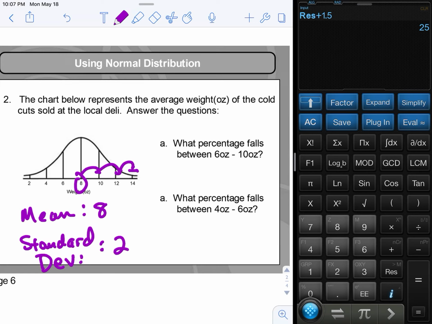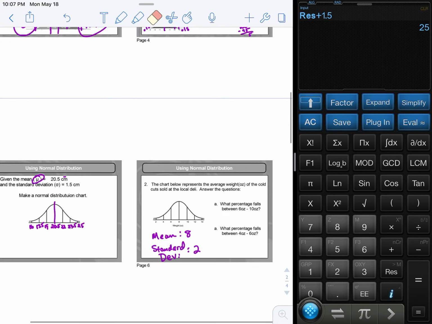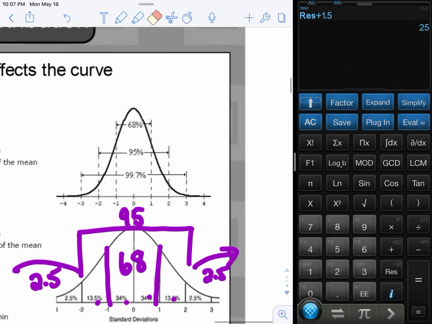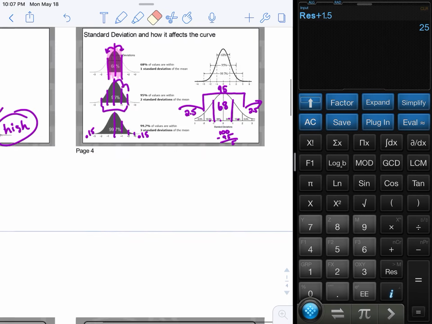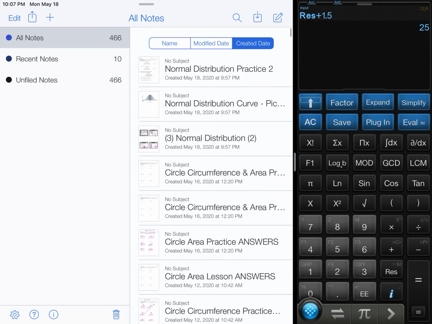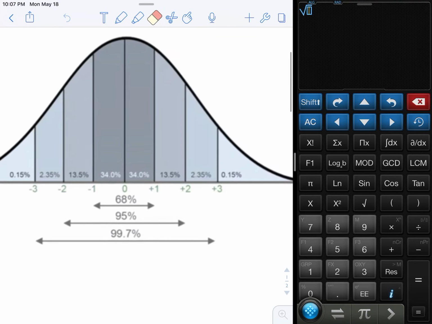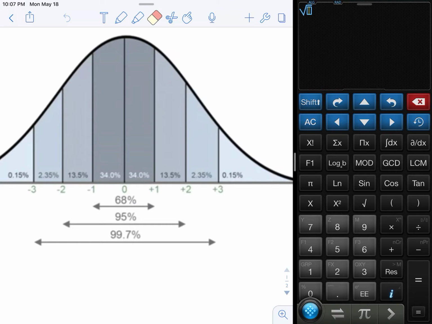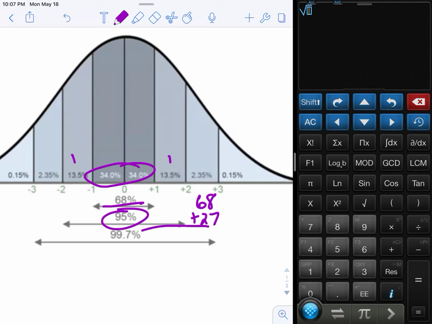Now, when you answer these questions about percents, you want to be looking at this percentage right here, these two charts. So what I'm actually going to give you is this picture. It's got everything right here. This is another sheet that I gave you. So 34 plus 34 is 68. 13 and a half and 13 and a half is 27. 68 plus 27 is 95.